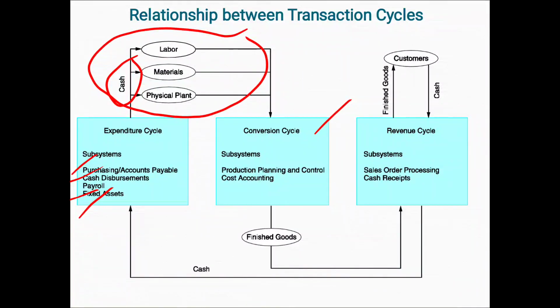Okay, so in this conversion cycle, the cost accounting system monitors the flow of cost information related to production. So, the information this system produces is used for inventory valuation, budgeting, cost control, performance reporting, and management decisions such as make or buy decisions.